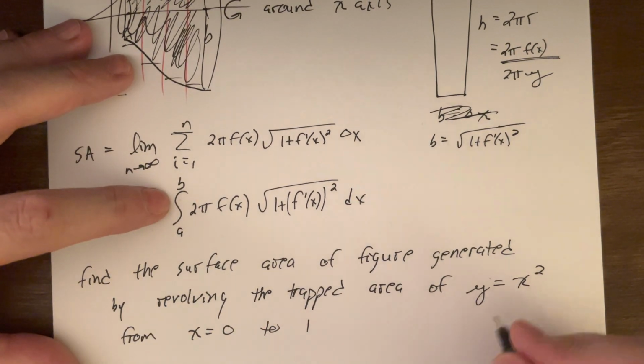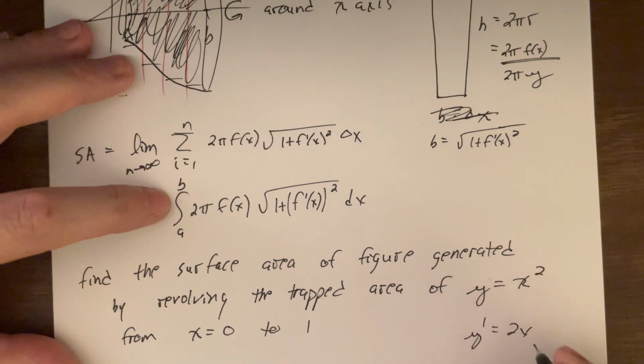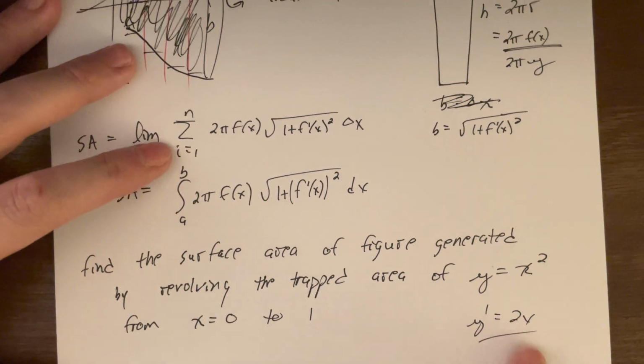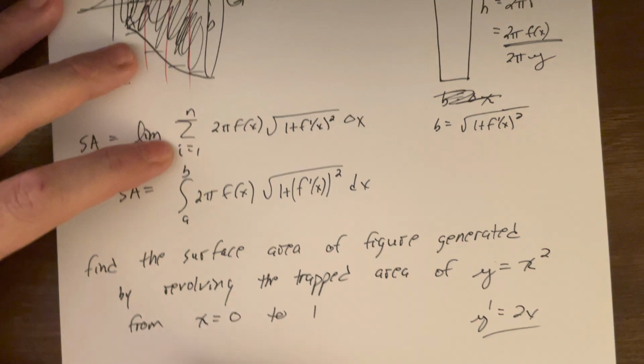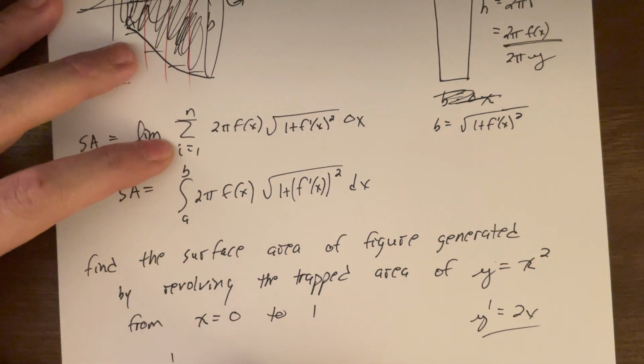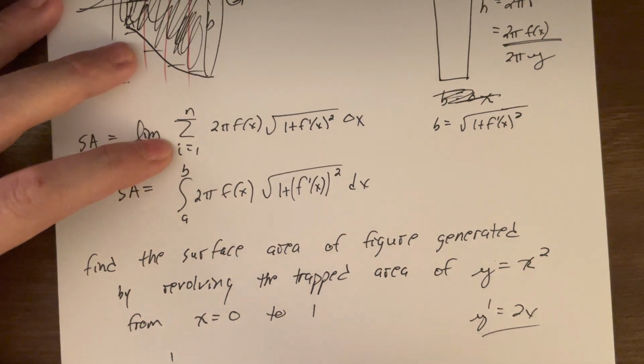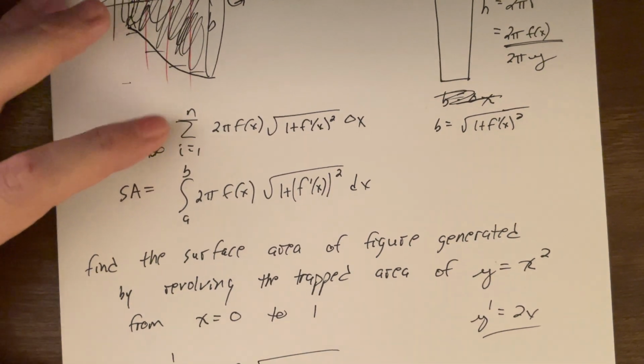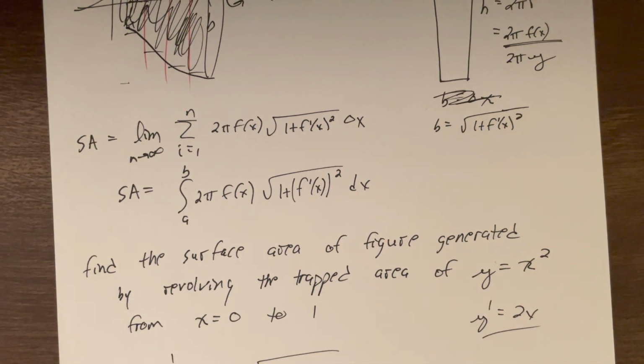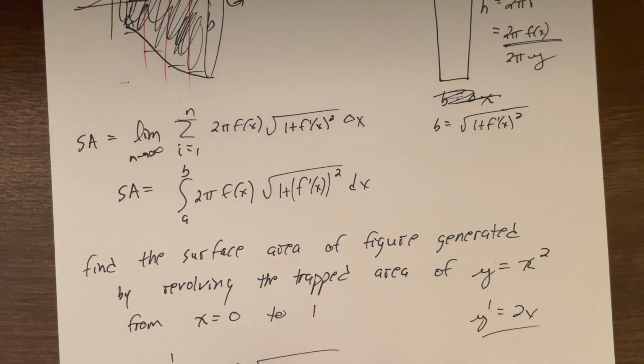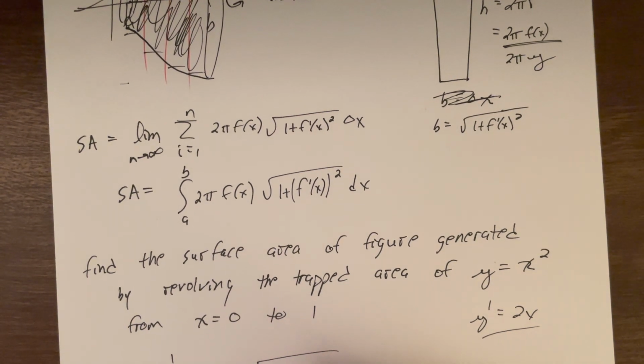So all this was given in the problem. That's really the only work I've done so far. Surface area, 0 to 1, 2 pi times the original function, square root of 1 plus the derivative squared.